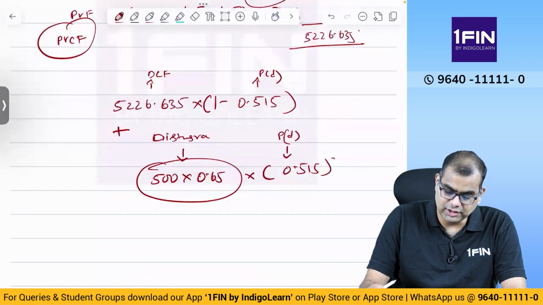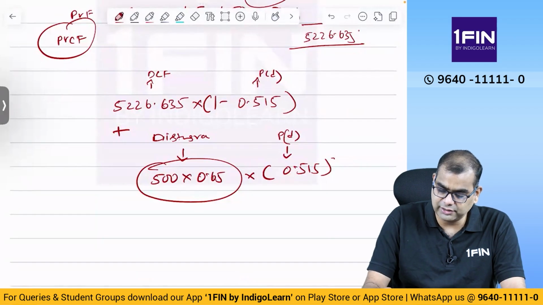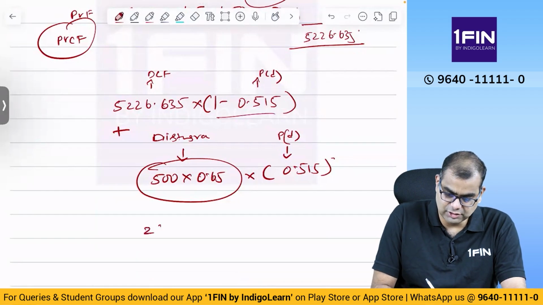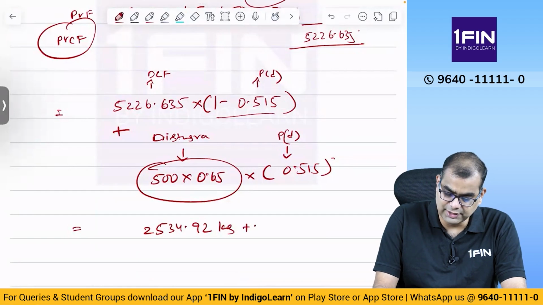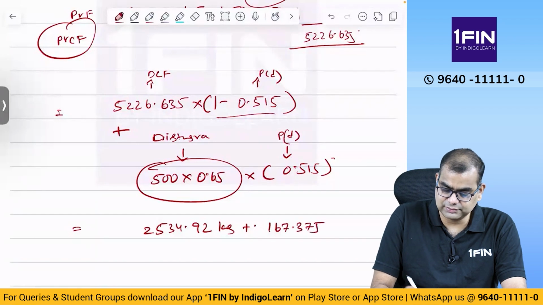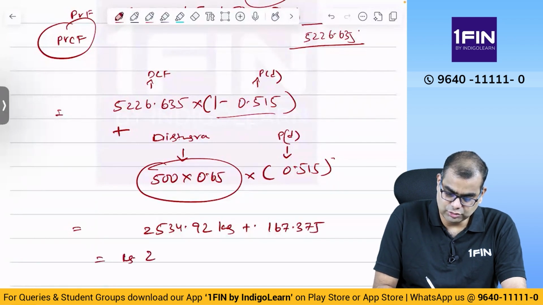Okay. So, what is this? 0.485, which is this number, into 5226.635 is equal to 2534.92 lakhs, plus the second part, which is 500 into 0.65 into 0.515, 167.375, is equal to rupees 2702.295 lakhs.